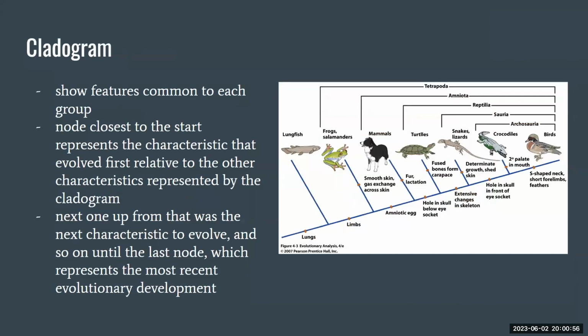Okay, and then next I'm going to talk about a cladogram, which is also a bit similar to a phylogenetic tree, but cladograms show features common to each group. So the node closest to the start represents the characteristic that evolved first relative to the other characteristics represented by the cladogram. And the next one up from that was the next characteristic to evolve, and so on until the last node, which represents the most recent evolutionary development. So, lungs are here, and then this is where it evolved, and then it moves on that way, all the way until the recent one. So each one of the nodes is where the characteristic evolved.